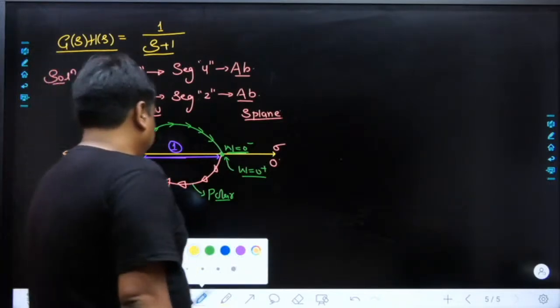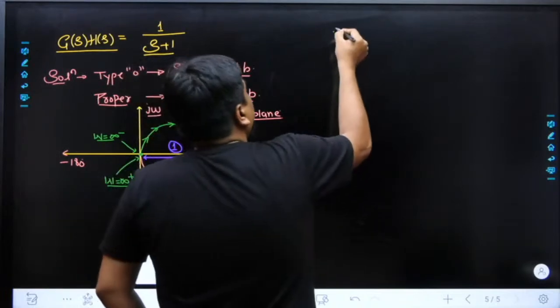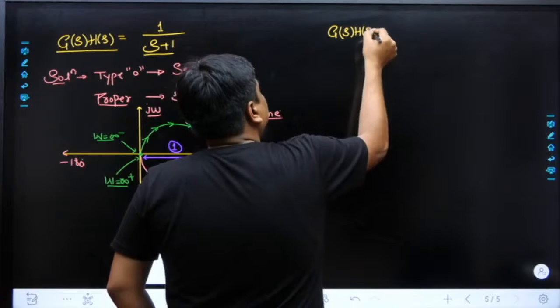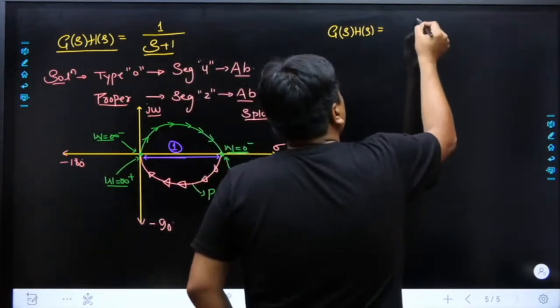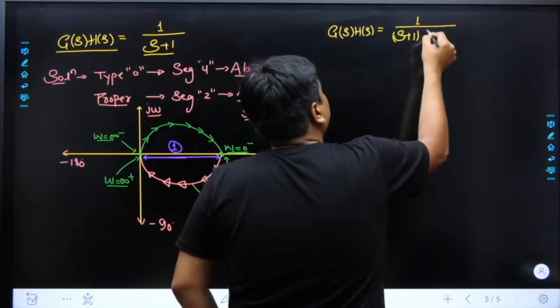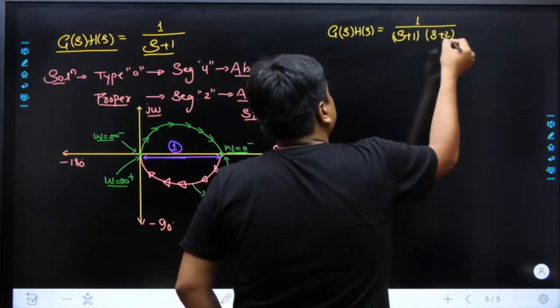Let me do one thing. Let me increase the number of poles in this system. Earlier it had been 1 divided by s plus 1, and it has been changed to 1 divided by s plus 1 getting multiplied with s plus 2. This has been the next problem.